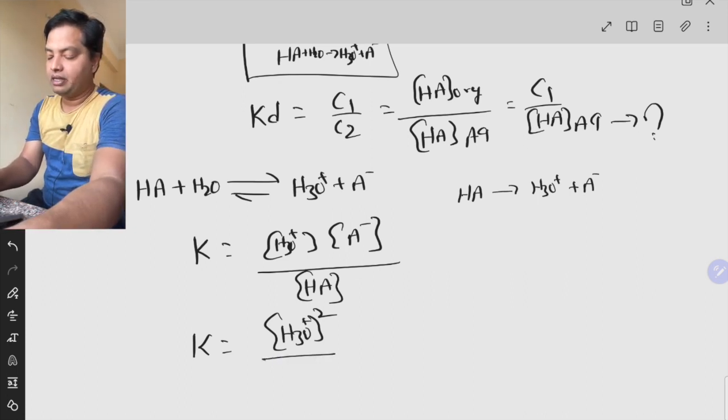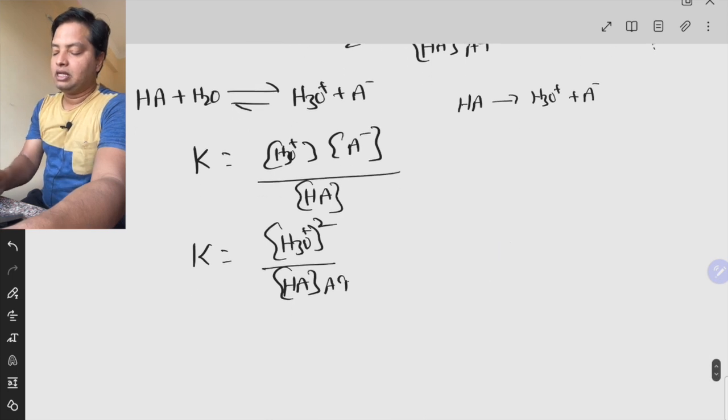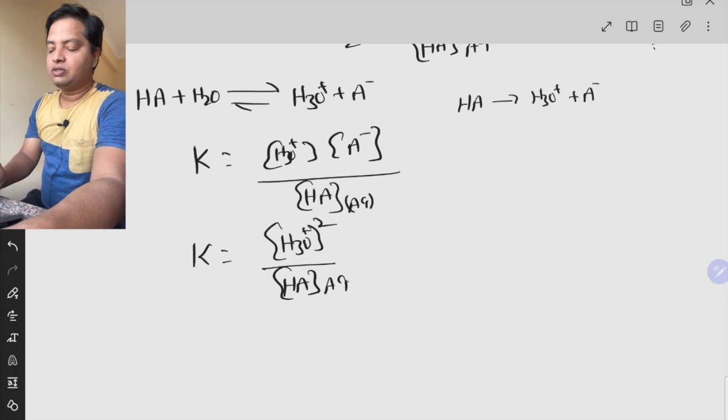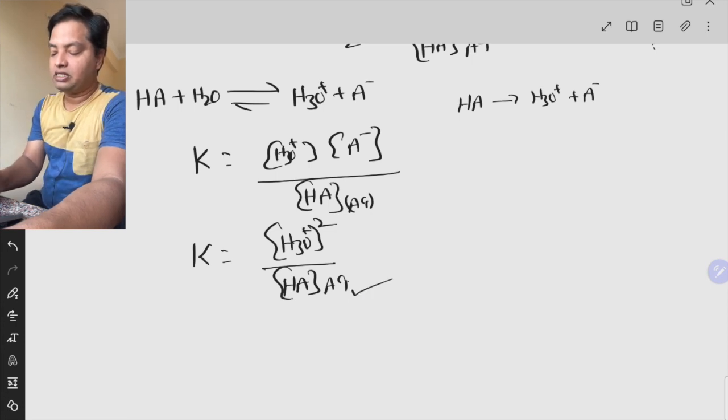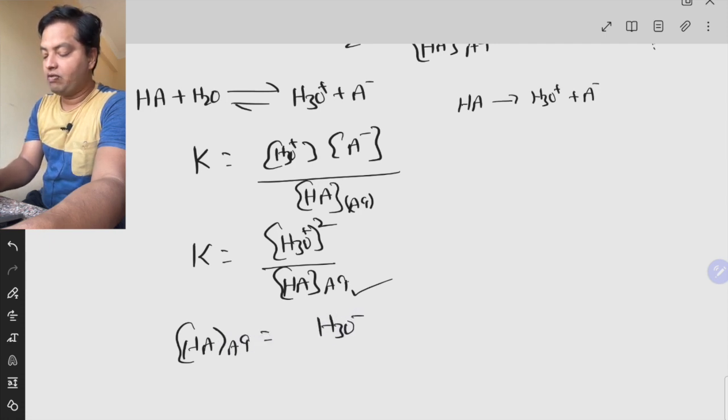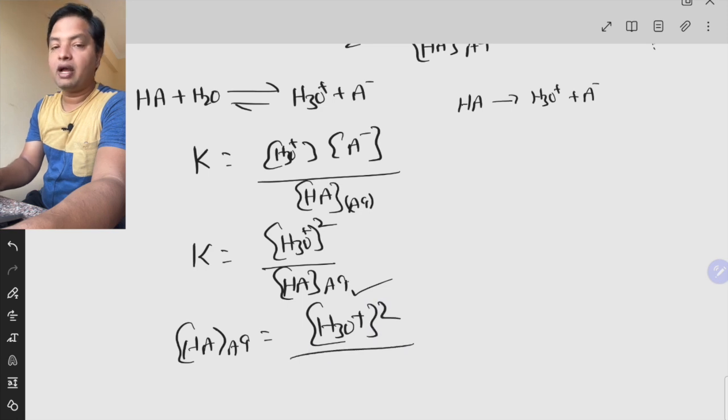So, divided by HA concentration. This will be your concentration in what? Aqueous layer. So, this will be the aqueous layer. We are adding that into the aqueous. After going to the aqueous layer, it is dissociating. So, solve the equation for HA aqueous. HA concentration in aqueous layer is equal to H3O plus square divided by constant K.